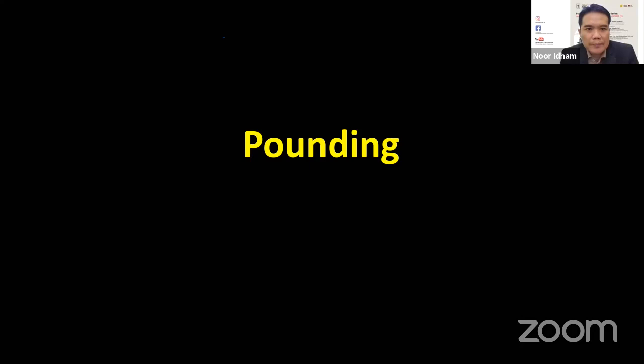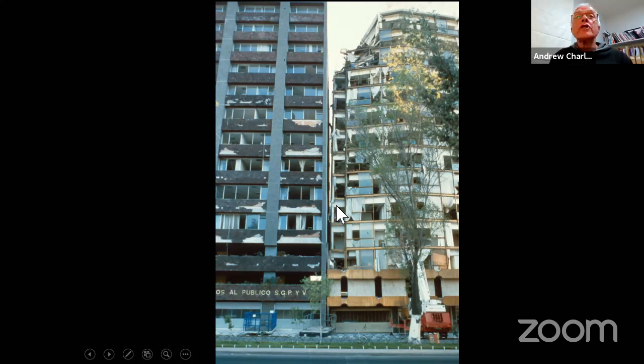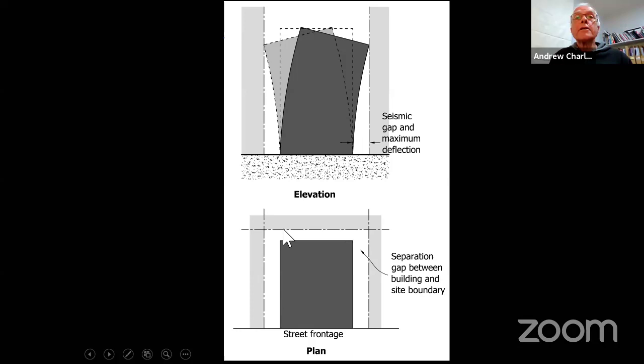Okay, well, I've just about finished the lecture because now I come to the subject of pounding, but I've already discussed that as I answered your questions. And I've already shown you this example of pounding in Mexico City, but in every earthquake, there will be pounding if you look for it. And as I said, the solution is to create these gaps around the boundary lines of your site.